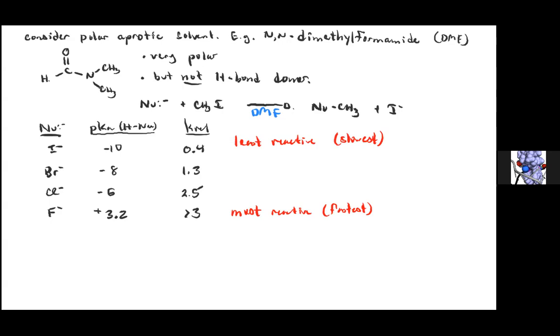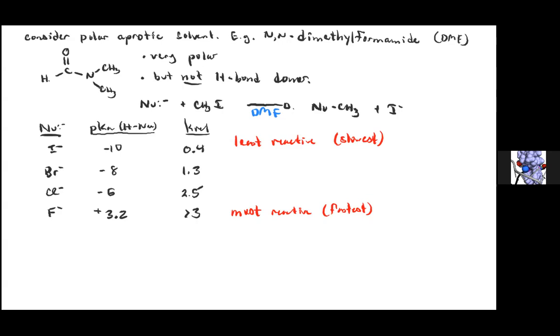So now our fluoride is much more reactive. The other thing I want to point out is that the dynamic range here is much narrower. We went 8 orders of magnitude in methanol. Here, we're within about 7-fold in terms of the relative reactivity. So it's much closer, but fluoride is still the most reactive. And why is that the case? How do we explain that?